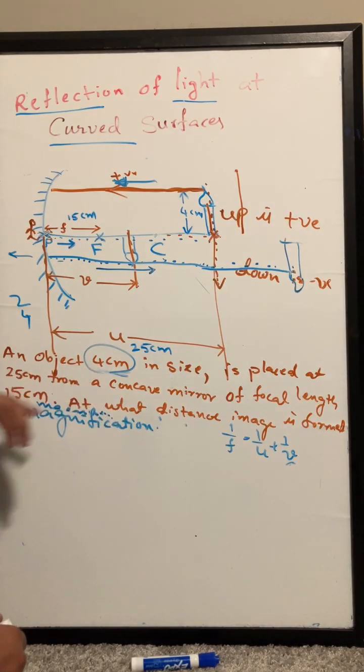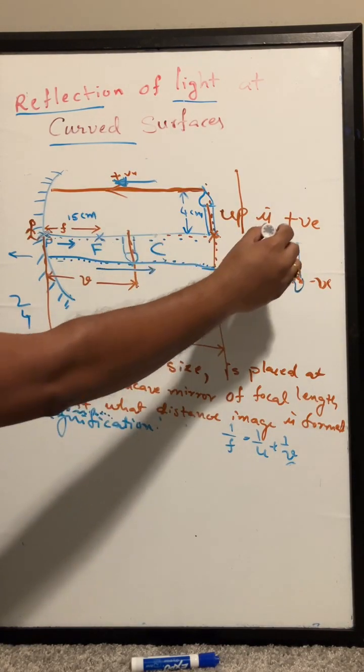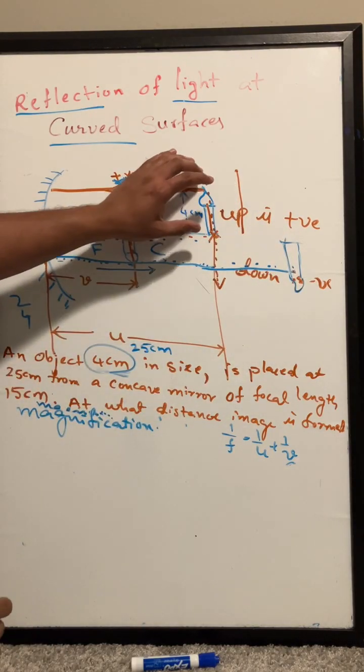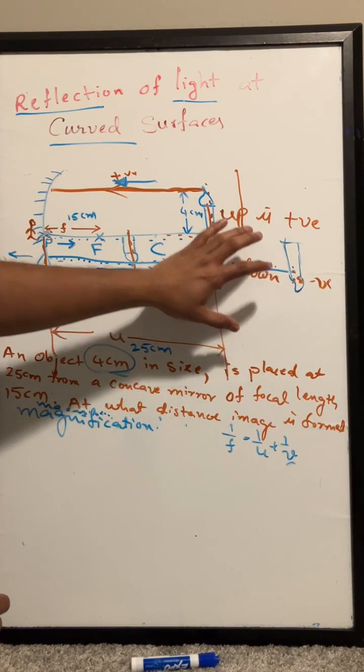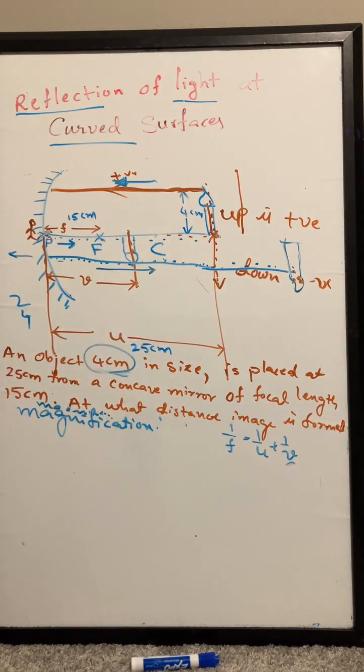Then why did he give the 4 centimeters? Because the image height depends on the height of the object. If the height is bigger, the image might be bigger or smaller. So at that time the height is important, only for calculating the magnification related things. That's where we need the height of the object.